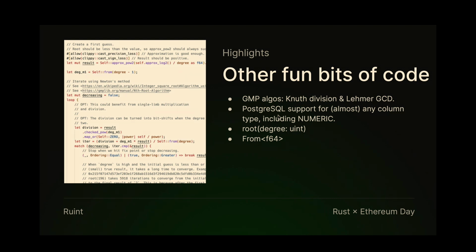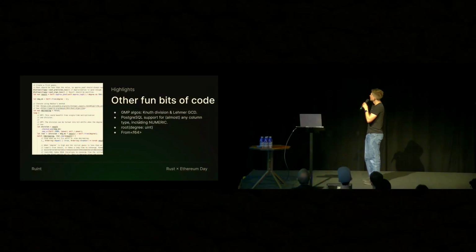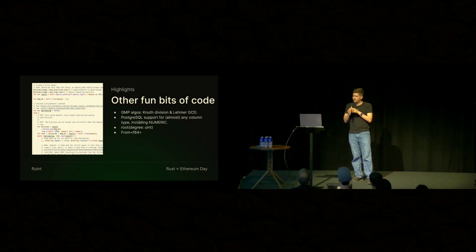Other fun bits of code, like I mentioned, there's a couple of pretty sophisticated algorithms in there that I ported over from GMP. There's Knuth division, which is an efficient division algorithm, and Lehmer GCD, which is a greatest common divisor algorithm that is also used for modular inverses. This one is particularly fun because modular inverses are quite important in cryptographic applications, and I'm fairly sure that this one is more performant than anything that's out there right now, even in the crypto dedicated libraries. So it will be fun to see that get a little bit more use.